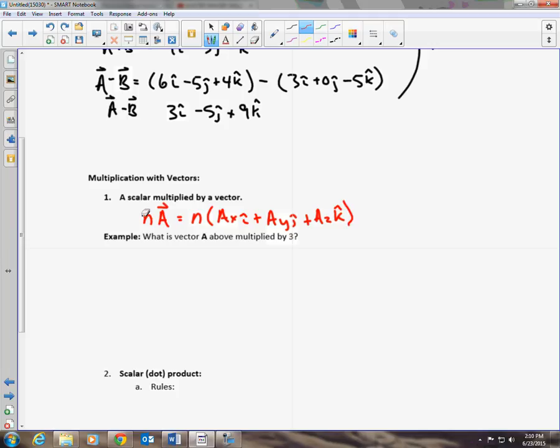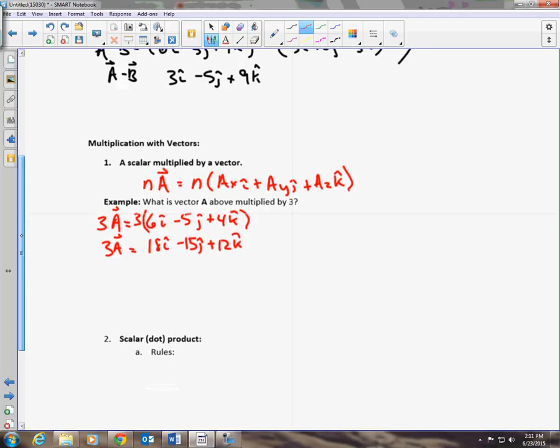So if we look at the vector A above, which I've got written here, A is equal to 6i minus 5j plus 4k, and I'm going to just multiply it by 3. And that's going to give me 18i minus 15j plus 12k. Basically what it does is, if I'm multiplying by 3, I'm just tripling each of the components. It would just make vector A 3 times as long, pointing in the same direction. So it just scales it.